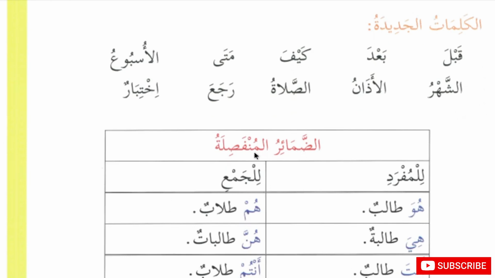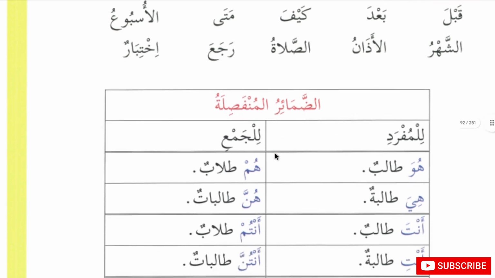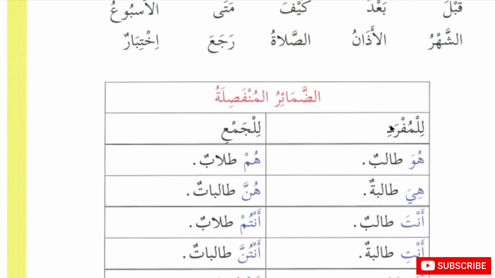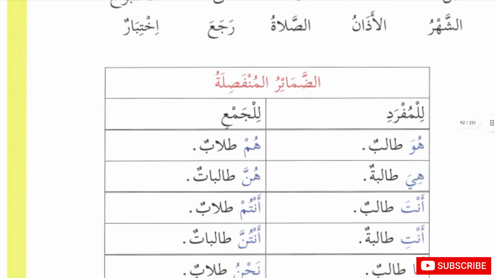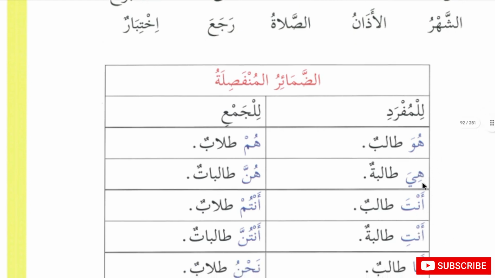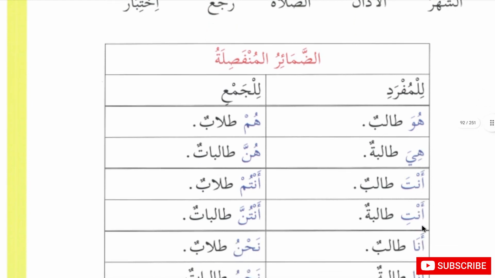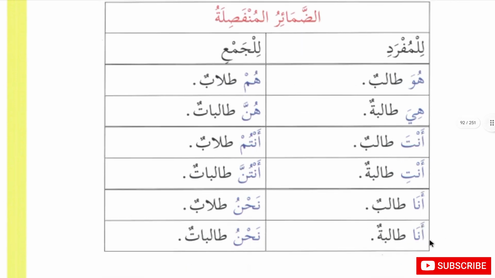الضمائر المنفصلة. So the singular of this word is ضمير. ضمير is a pronoun, so ضمائر is the plural of that. الضمائر المنفصلة, these separate or detached pronouns. للمفرد, for singular. These are all the singular detached personal pronouns. هو, هي, أنت, أنتِ, أنا, and then أنا again.